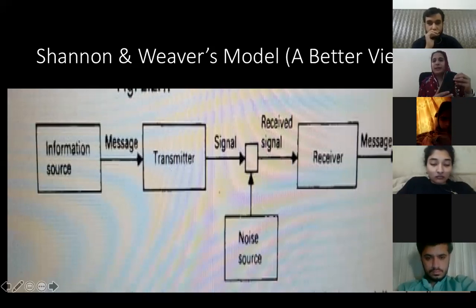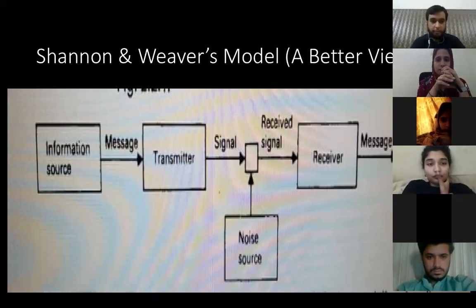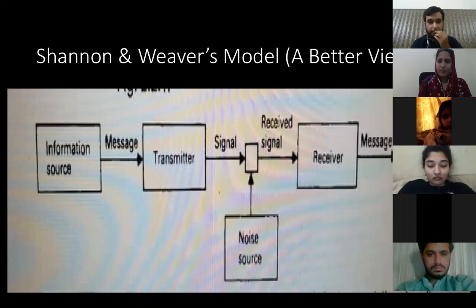Can anyone translate? Heather, I'm going to ask you this question now. I have this cell phone in front of me. Can you translate the same model to the communication that happens through a cell phone? Heather Kamal? Yes, ma'am. Are we talking about a call on a cell phone? Yes. Okay, ma'am. So the information source is the person who made the call to the other person. The caller, very good. And the message would be their message, and the transmitter will be the phone of the caller.